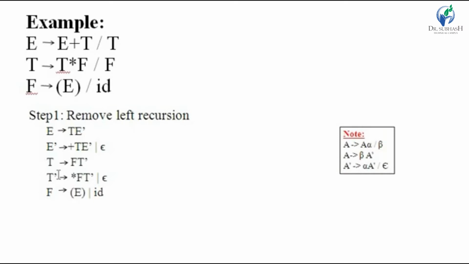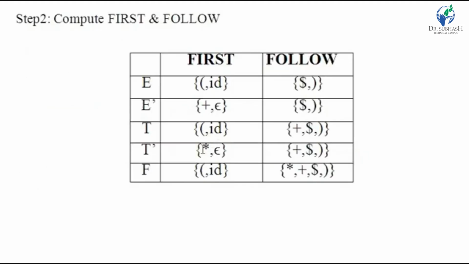Next, first of T dash. First of T dash is equal to first of star FT dash, first of epsilon. So first of star is a type of terminal. So first of star is equal to star and first of epsilon equal to epsilon. So first of T dash is equal to star and epsilon.